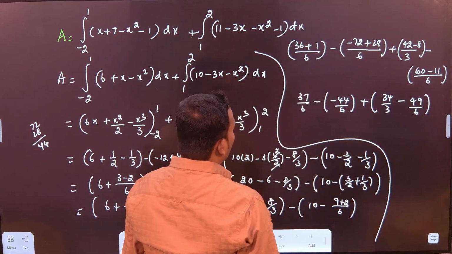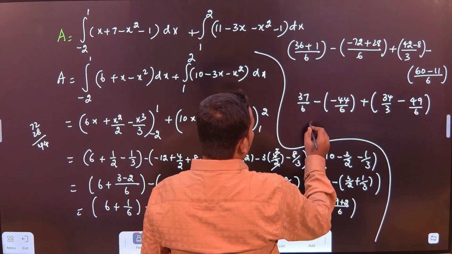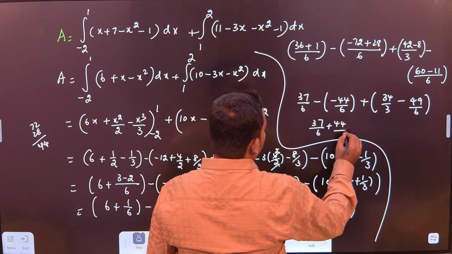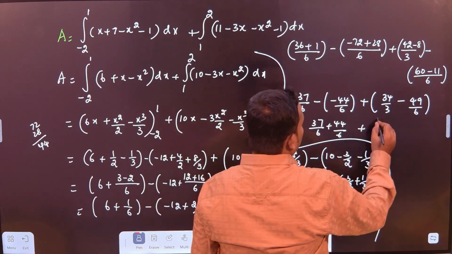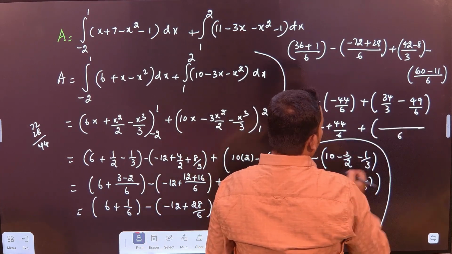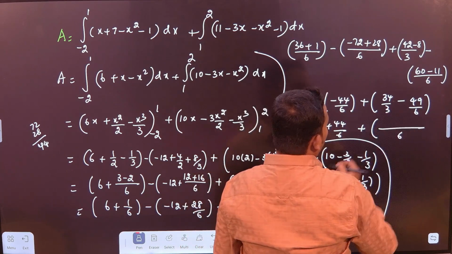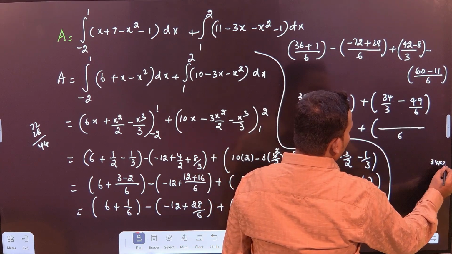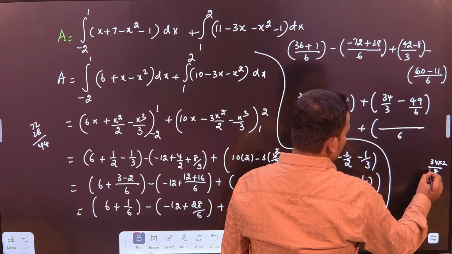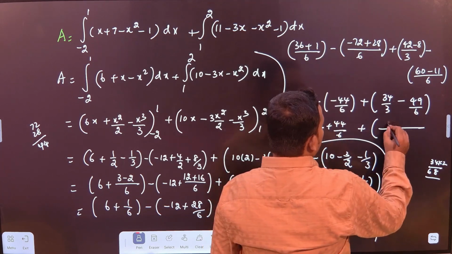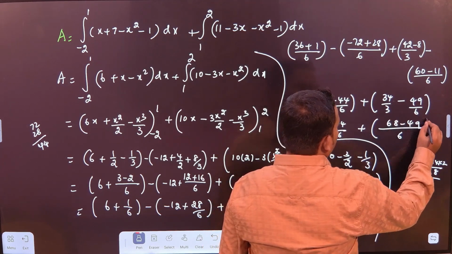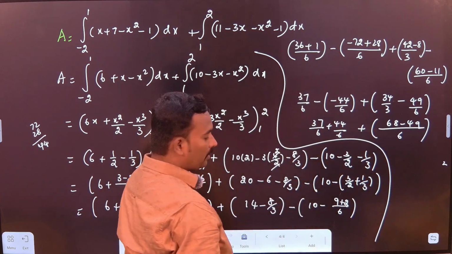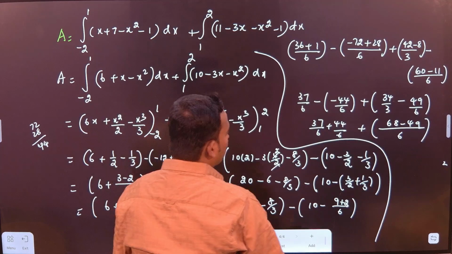Yes, correct. Now you can simplify this: minus into minus plus, 37 by 6 plus 44 by 6 plus, you take the LCM 6 here, you have to multiply by 2. 34 into 2 is what? 68. 68 minus 49. Okay. I think everyone understands, right?